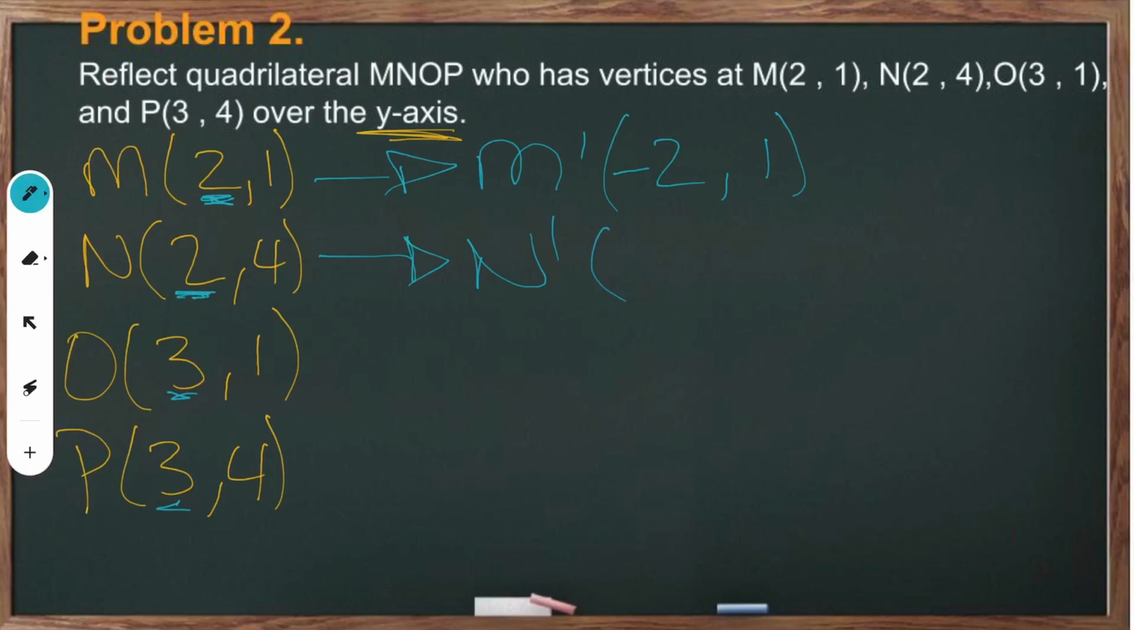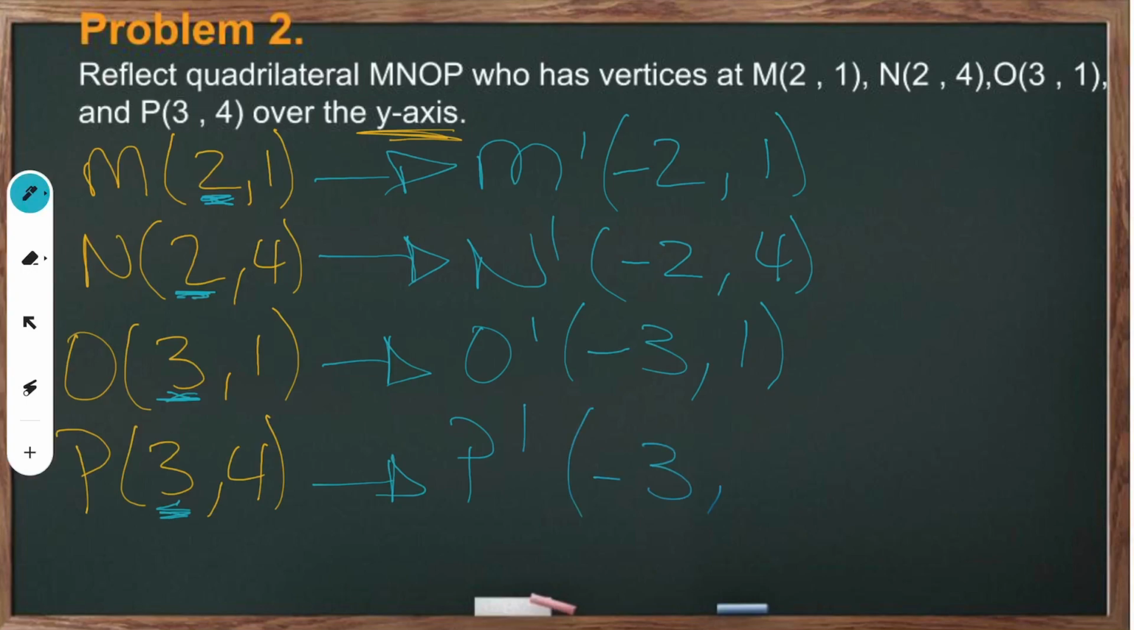N prime, again, I'm focusing on my x value. So this +2 right here will become a -2 and my y value remains the same because I'm reflecting over the y-axis. And this +3 right here on O prime will become a -3 because I'm changing the sign of my x value when I reflect over the y-axis. And this one, I do not touch it at all. It stays the same. And P prime, this +3, again, it becomes a -3 because I am reflecting over the y-axis. I am changing the sign of my x value. And my y, which is +4, stays the same.